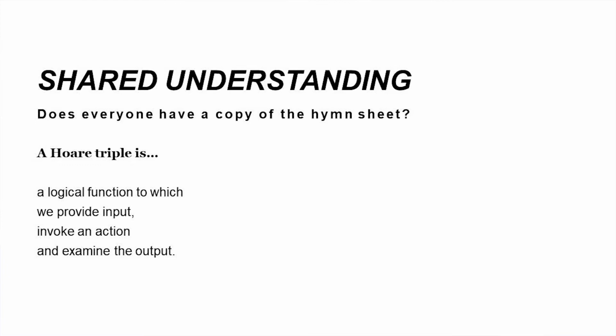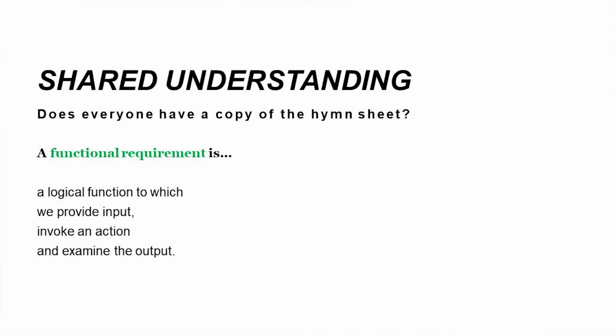So a Hoare triple is a logical function. We provide some input, we invoke an action, and we examine the output. What does it mean? Well, isn't that what a unit test is? We specify something that we're going to pass in, we do something, and we expect a known result every time. Cool? But then isn't that also what an acceptance test is? So an acceptance test, and I realize it's an overloaded term, but an acceptance test is exactly that. And so if an acceptance test is that, well, surely that's also a functional requirement.